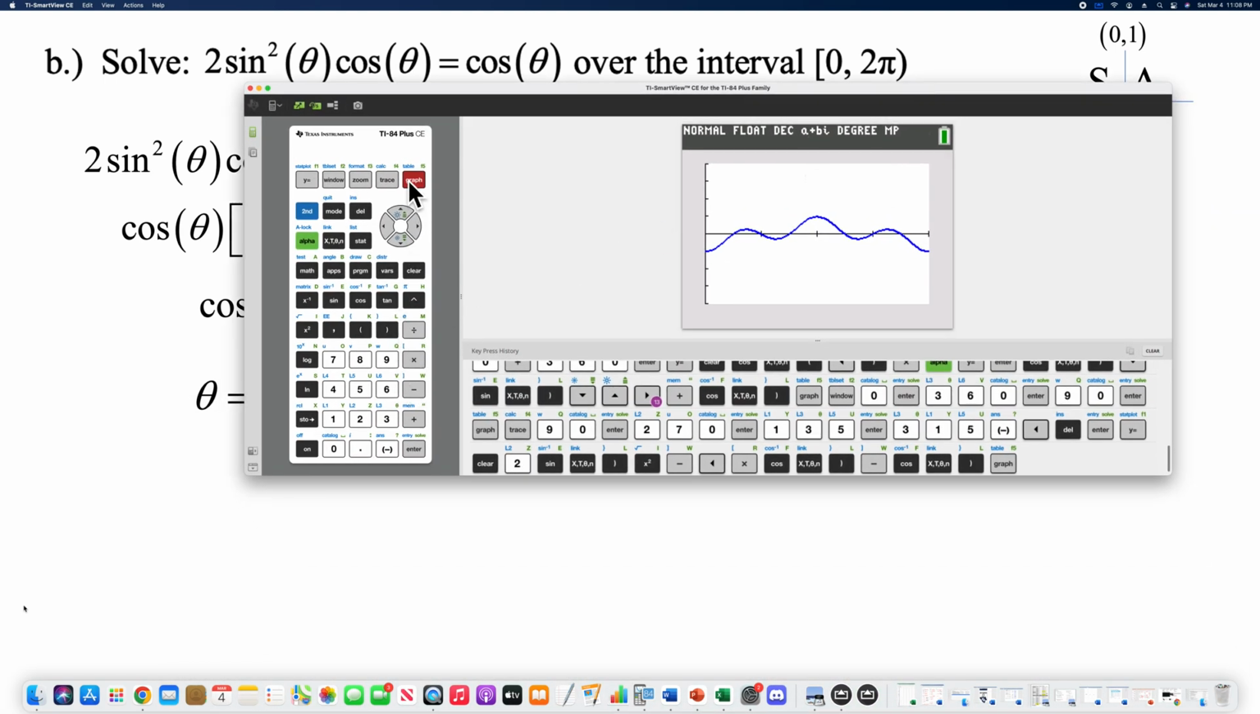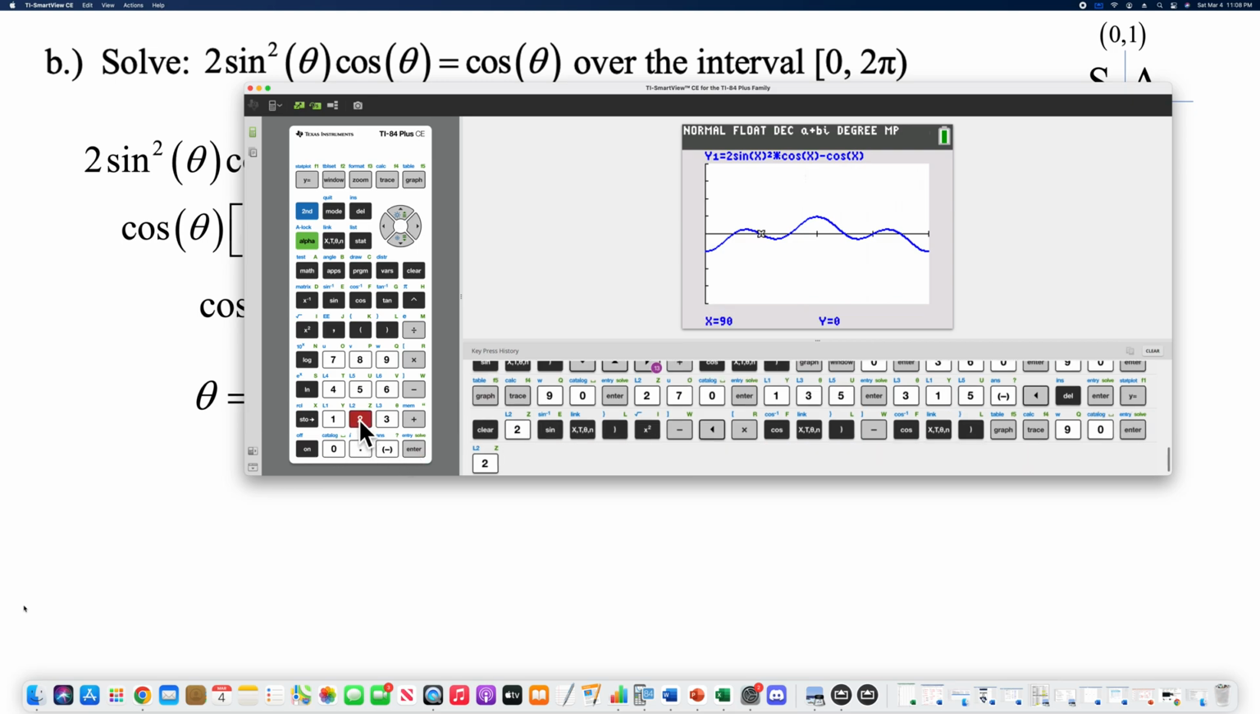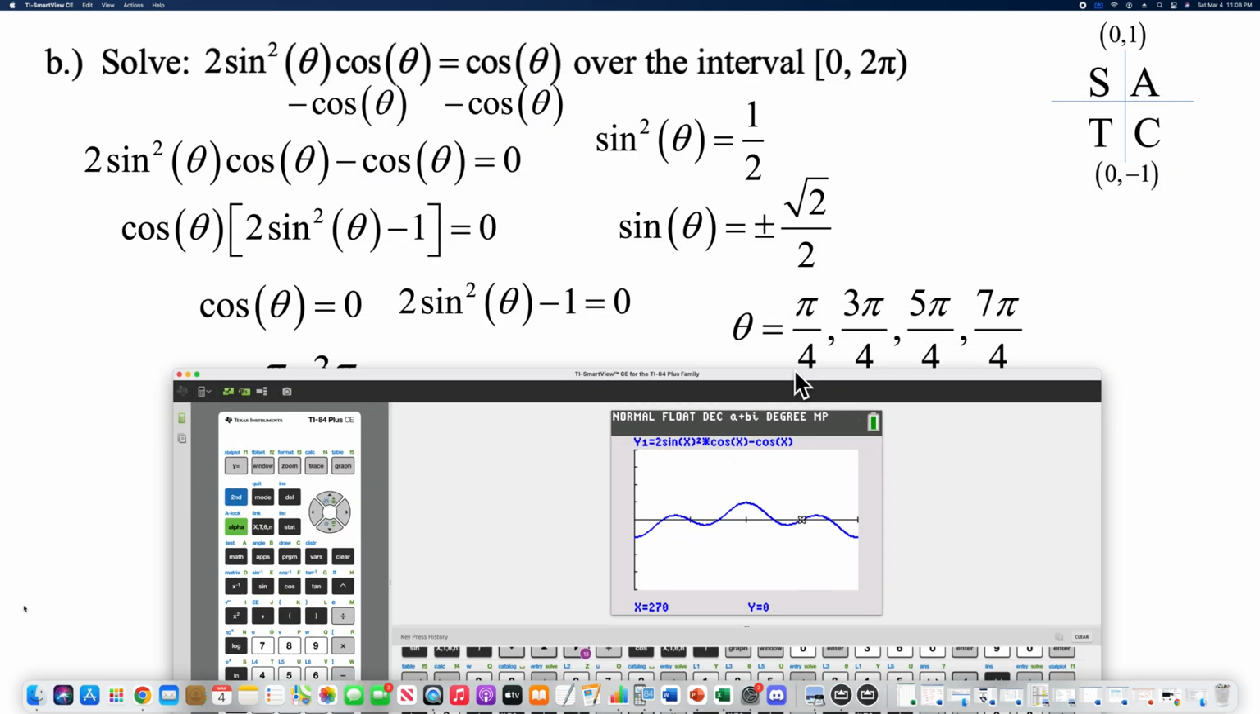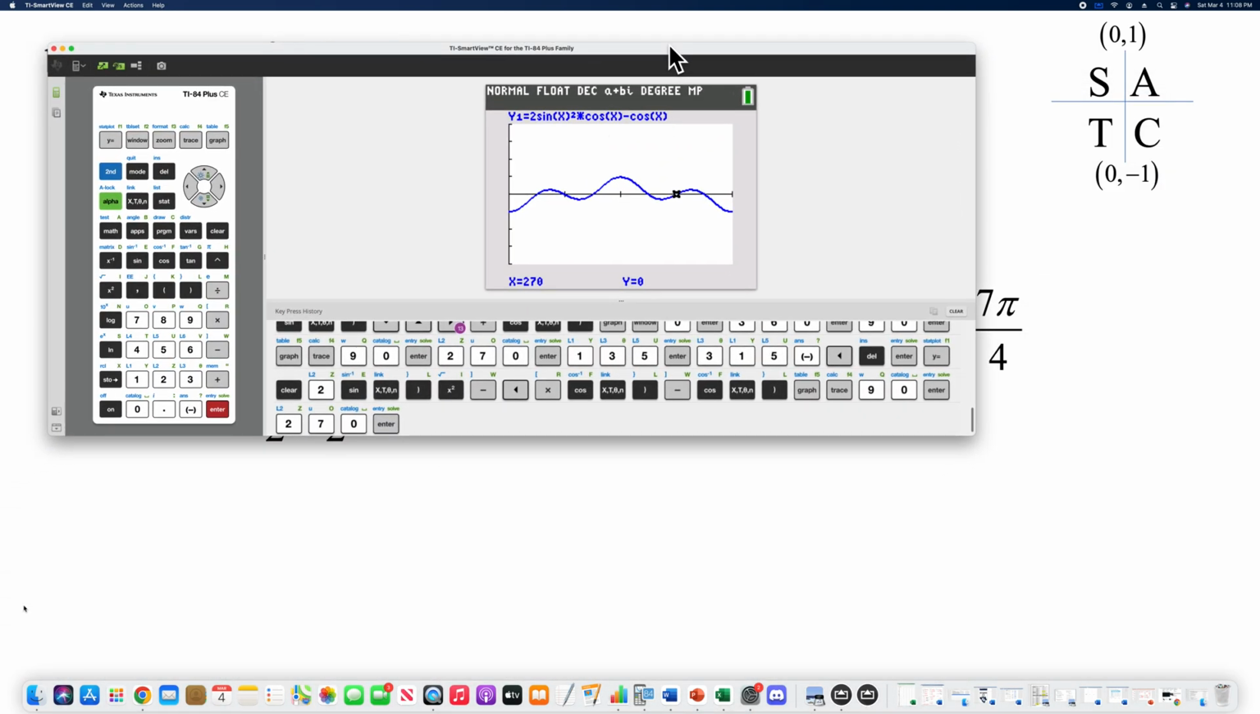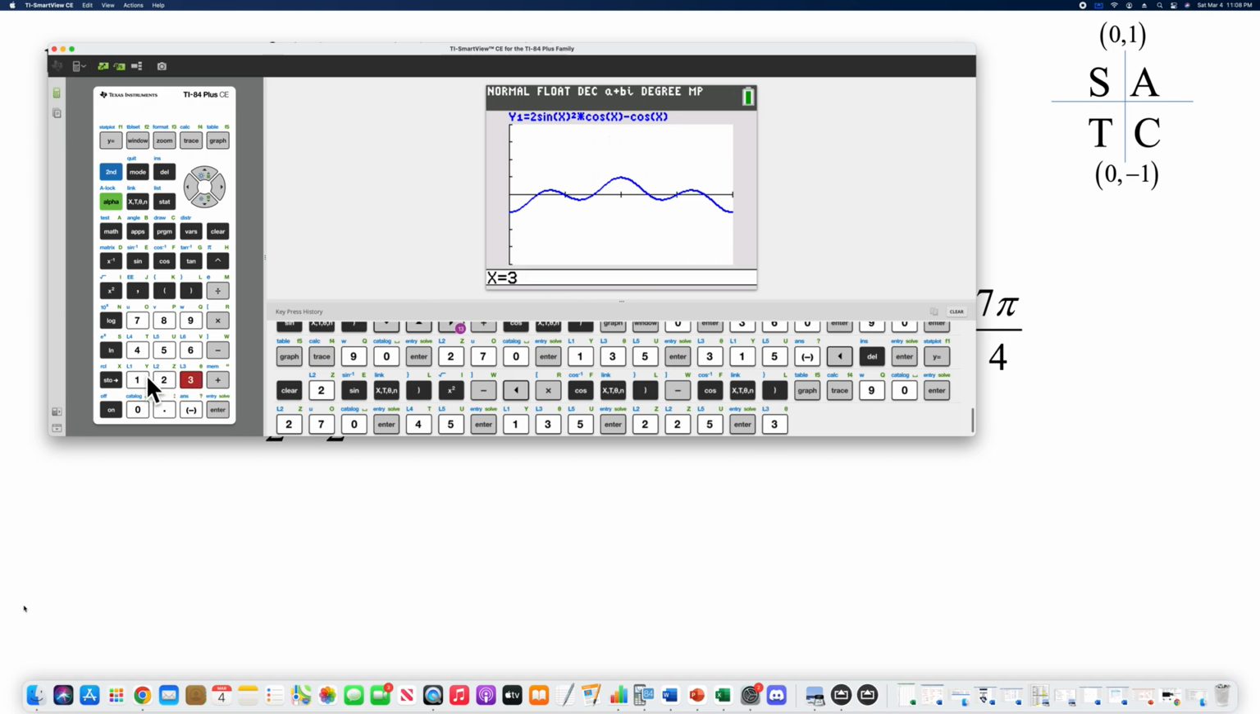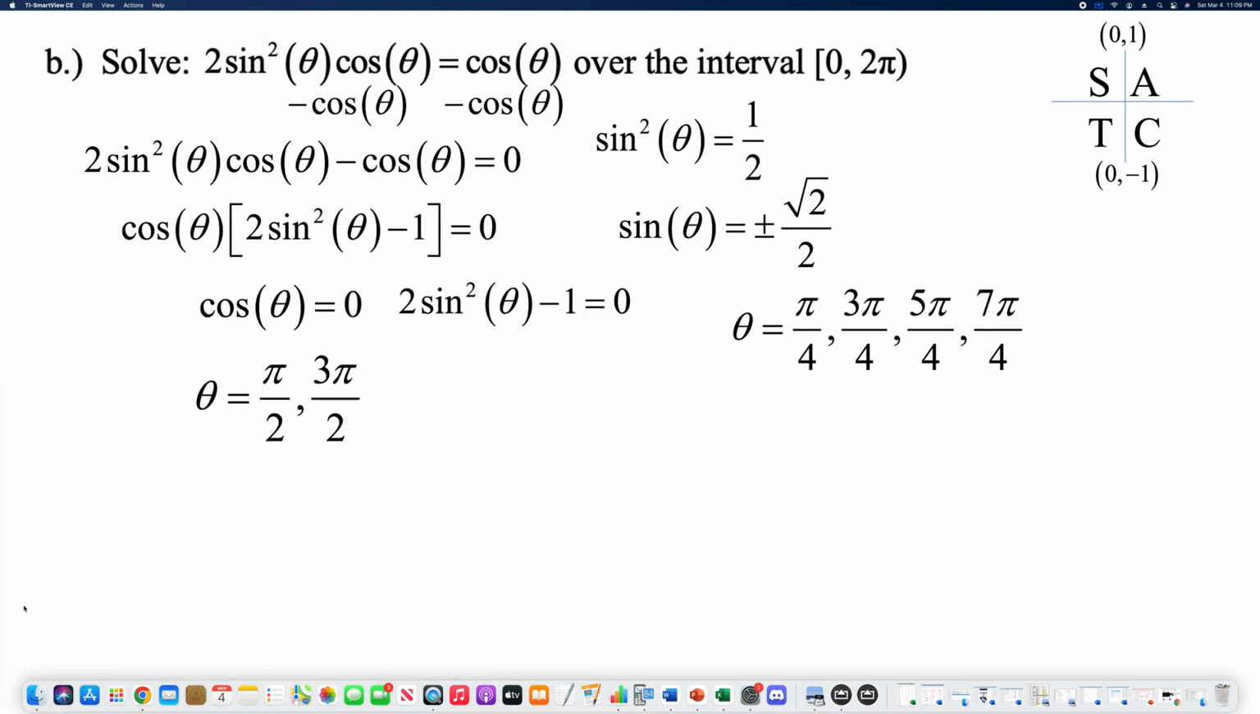So again, trace 90, that's our pi over 2, that checked. 270 check, that's your 3 pi over 2. All my 45-degree reference angles: 45, check. 135, check. 225, check. 315, check. So all 6 of those answers worked out.